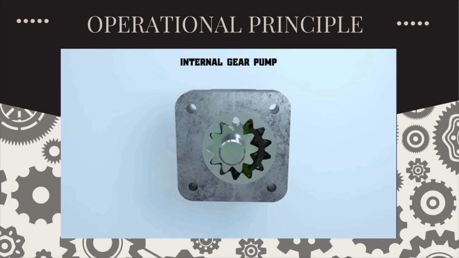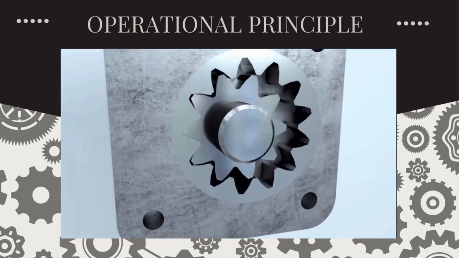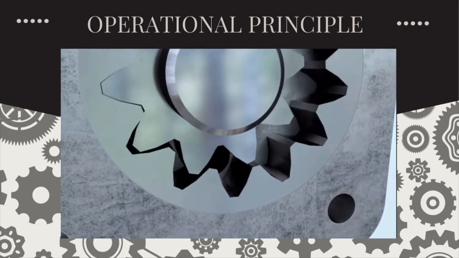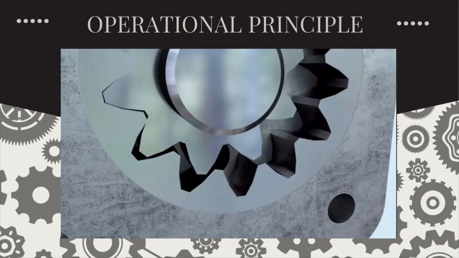Gear pumps can have not only external but also internal gearing. Let's take a closer look at how an internal gear pump functions. The suction channel is located at the point where the gear teeth come off mesh, and the discharge channel is located at the point where they go into mesh.